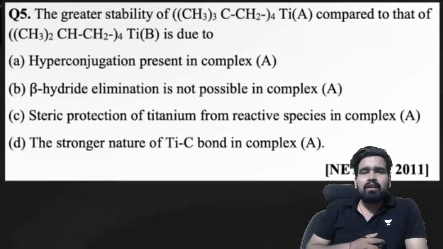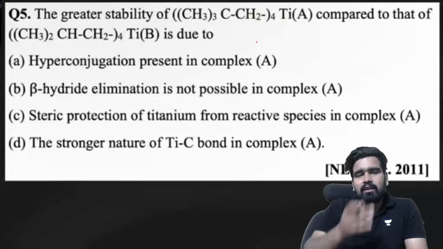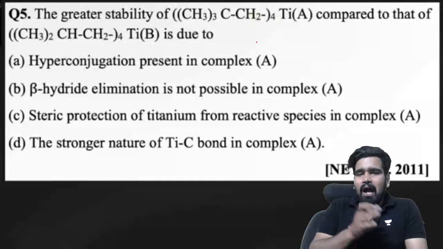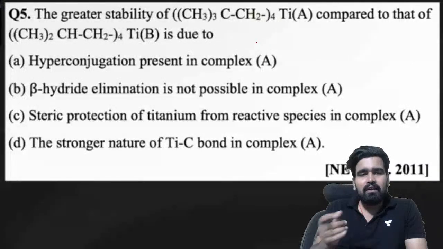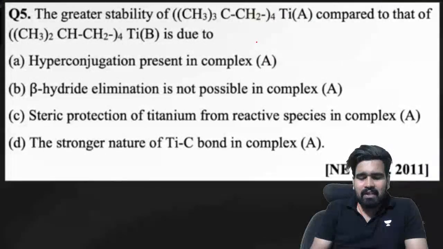The greater stability of Cp3Ti-CH2-C(CH3)3, this is compound A, compared to that of compound B is due to. So this compound A is more stable than B. Why is it more stable? Four possible reasons are there: hyperconjugation in complex A, beta hydride elimination is not possible in complex A, steric protection of titanium, the stronger nature of the titanium-carbon bond in the complex. So try to guess the answer.